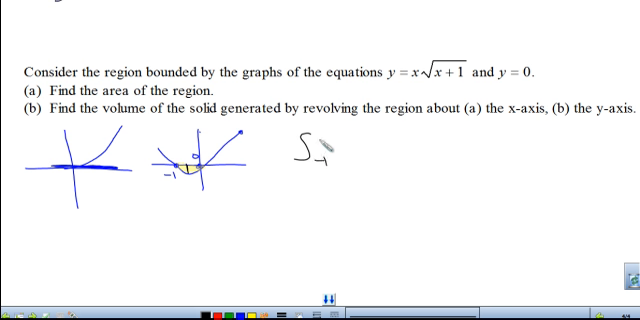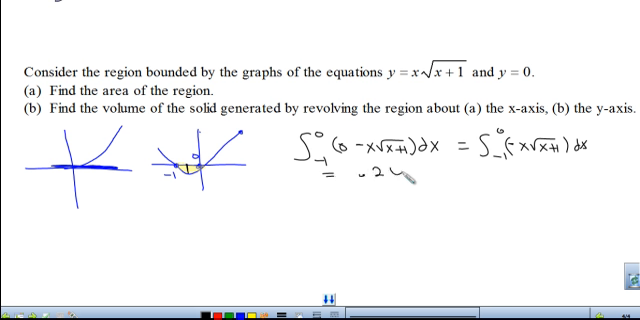So it's going to be -1 to 0 of the top minus the bottom. So that's just the integral from -1 to 0 of negative x square root of x plus 1. And that turns out to be 0.2667.